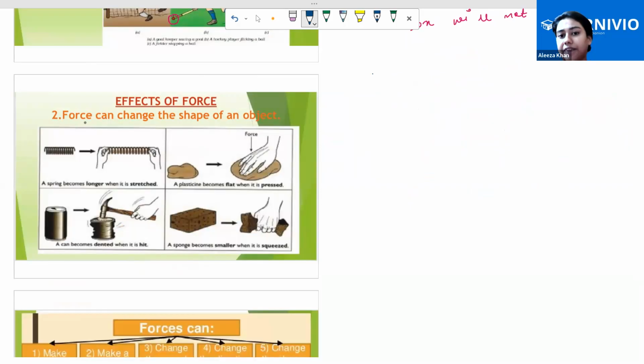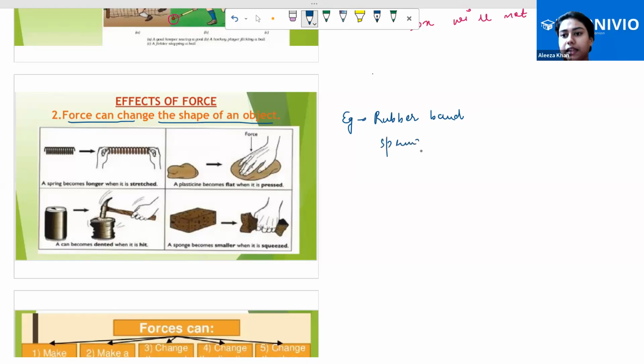Okay. So the second effect is that force can change the shape of the object, as in the case of a rubber band, yes or no? Yes, ma'am. If you stretch the rubber band, what will it cause? It will change the shape of the object, and when it recoils back and regains its original position, it will be intact. Fine. Yes, ma'am. Then we have the example of a spring.